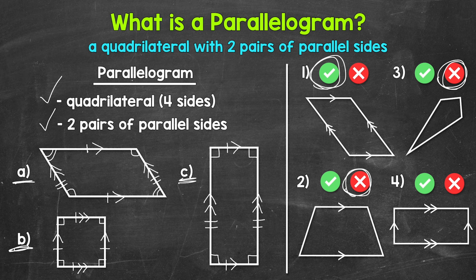And then lastly, for number 4, it looks like we have a rectangle. So yes, this is a quadrilateral, and we have two pairs of parallel sides. So yes, this is a parallelogram. But although it is a parallelogram, the more specific and fitting name is rectangle. That tells us we have a parallelogram with 4 90-degree angles. So again, yes, this is a parallelogram, but the better name is rectangle.